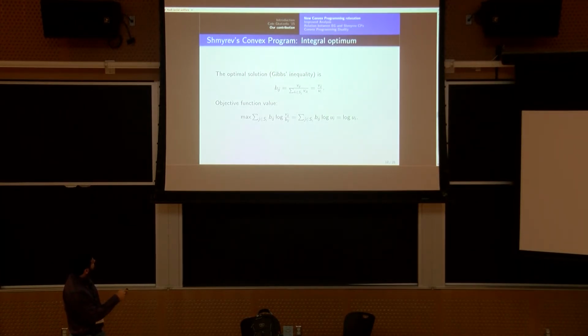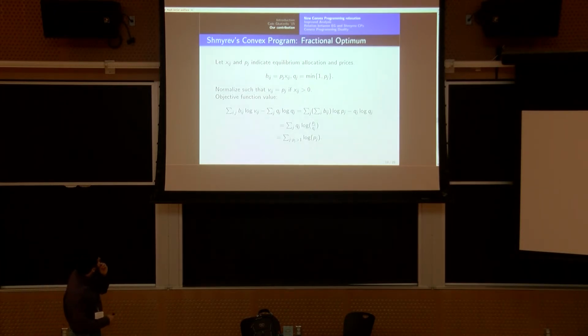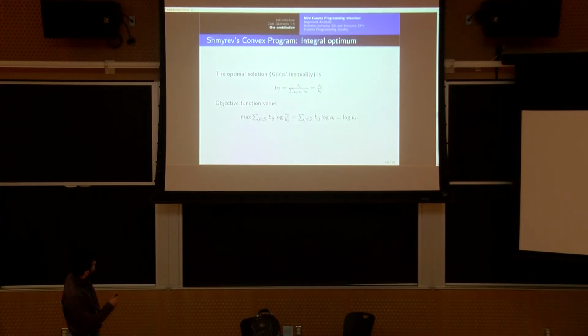You use that and plug it in, do some reduction, and you get that the optimum objective value is the log of the utility. This is a separate one for each agent, and so the total optimum objective is just the sum of the logs. That is why this objective function is capturing the Nash social welfare.